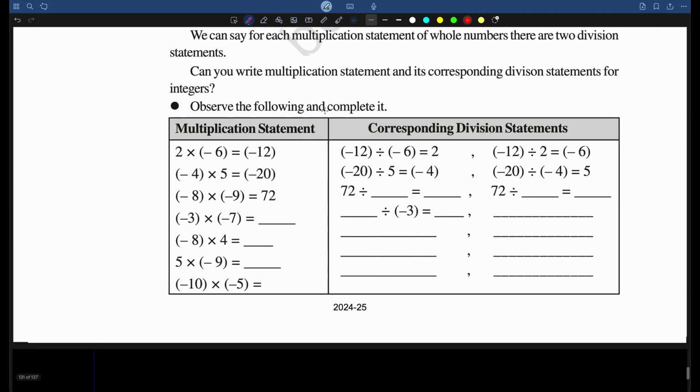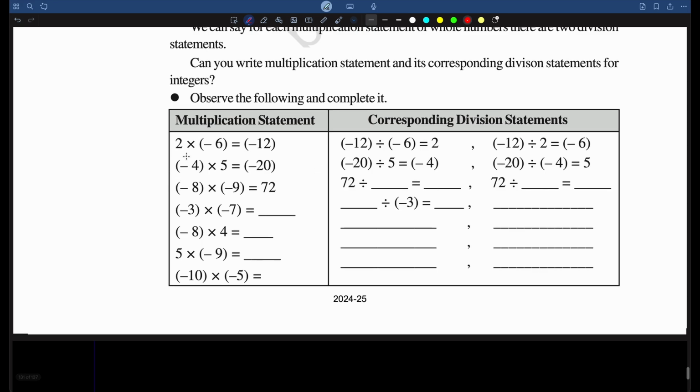If we fill this table, that is 2 into minus 6, we get minus 12. So if we send minus 6 to denominator, we will get minus 12 divided by minus 6 equals to 2. And if we send 2 to denominator, we will get minus 12 divided by 2, that is equals to minus 6. Similarly, for the third, if we send minus 9 to denominator, we will get minus 8 in the answer. And if we send minus 8 to denominator, we will get minus 9 as answer.